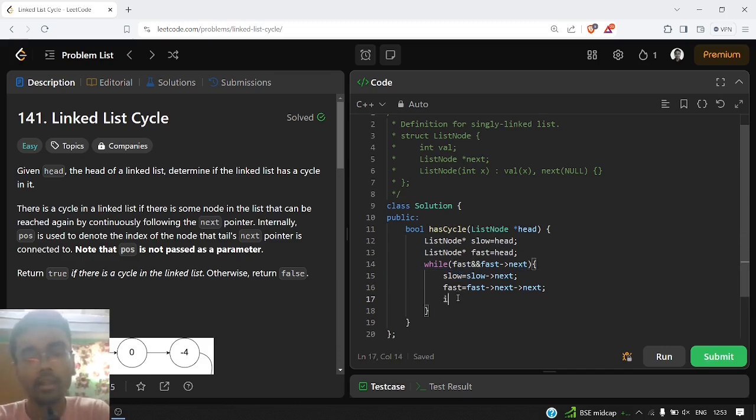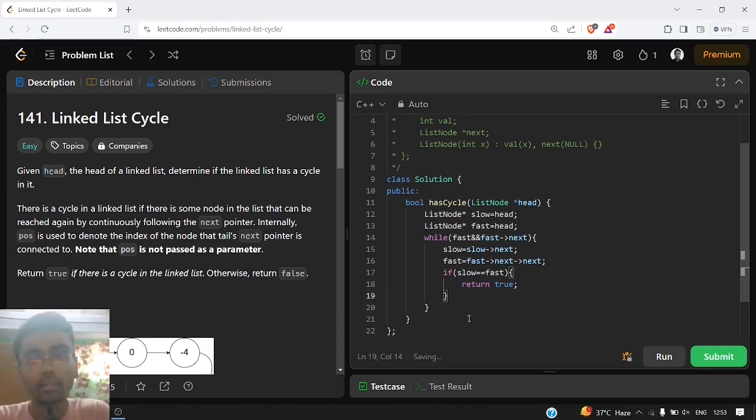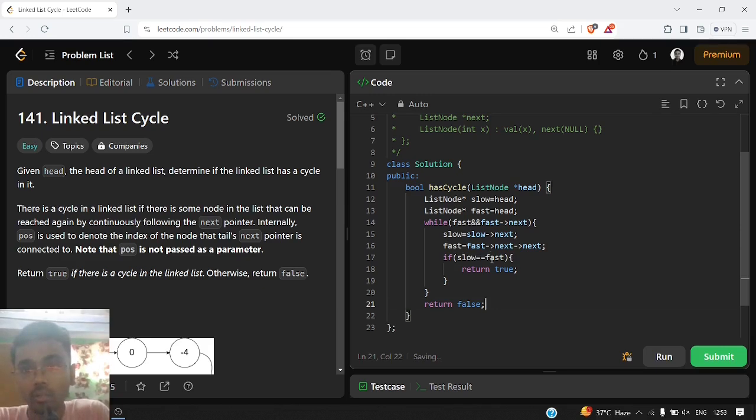Now in this loop, if we come across some node where the fast pointer and slow pointer are both present at the same time, that means we have detected a cycle and we need to return true. And if this condition does not hold true and we come out of the while loop, that means we have reached some node whose next pointer is pointing to null. If we have reached the null position, we are at the end of the linked list, which means we have not detected a cycle, and in that case we need to return false. So this is how this code will work.